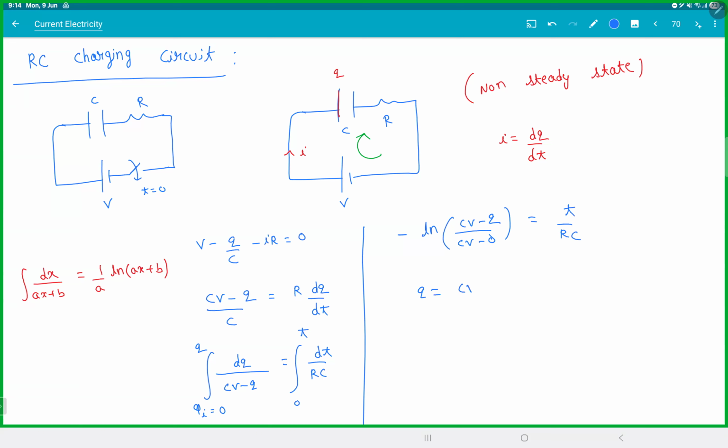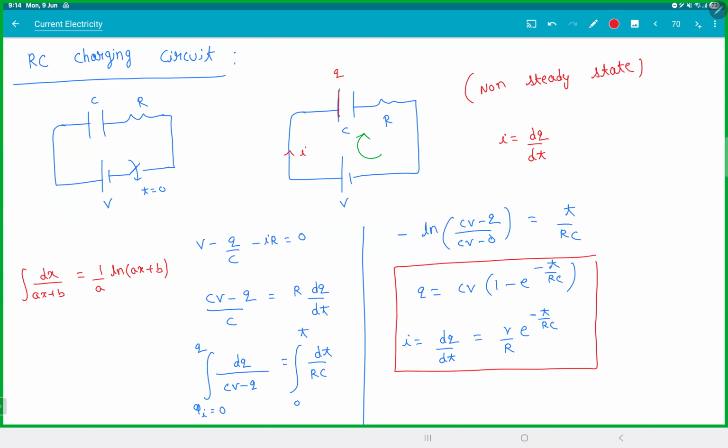So you will get Q is equal to CV into (1 minus e power minus t by RC). And the current I is equal to dq by dt, that would be V by R into e power minus t by RC. There, this is your standard RC circuit result for charging. Again, these are valid only if the capacitor is initially empty. More than the results, understand how I took the whole process. I said let the charge be Q, let the current be I, and then we did this.